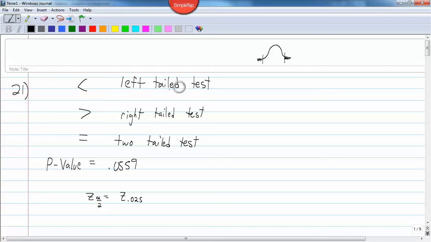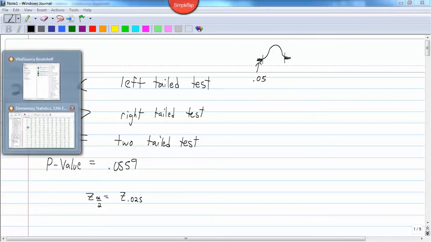With this left-tailed test, we just have this left tail, and that's what we're worried about, because that's where our claim is going to be, just around that area. So instead of wanting that area to be 0.025, we want that area to be 0.05. So let's go back to our chart.